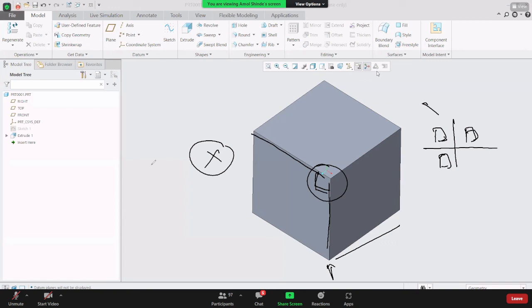Projection has many types, but from our syllabus point of view, projection is of two types. One is orthographic projection and the second one is isometric projection. Orthographic projection is classified as first angle and third angle, right? Clear everyone? Yes, sir. Okay.